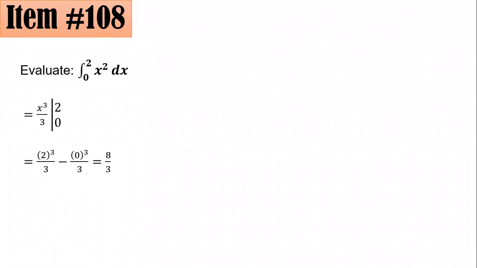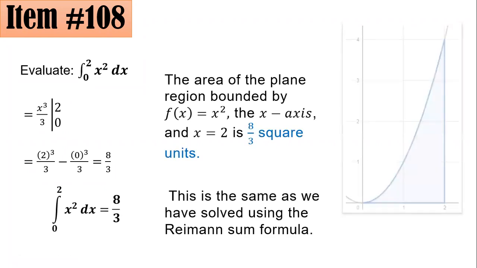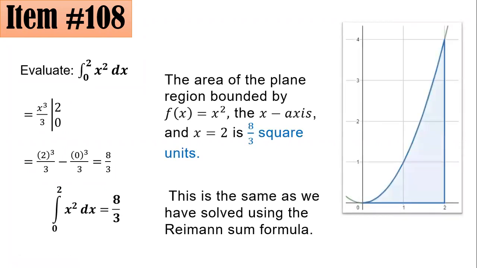Tapos isa-substitute din po natin yung lower, yung 0. So magiging 0 cubed all over 3. And all we have to do is subtract them. That's why naging 2 cubed all over 3 minus 0 cubed over 3, which is 8/3. Therefore, the area of the plane region bounded by f of x equals x squared and the x-axis is actually 8/3 square units. This is the same as we have solved using the Riemann sum formula po.